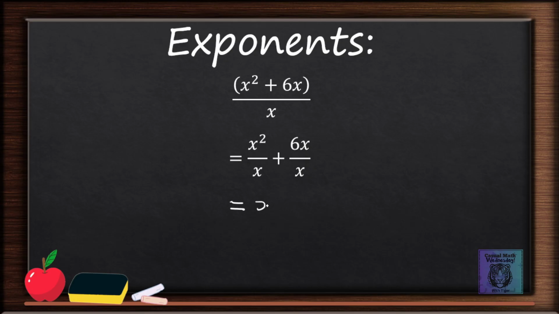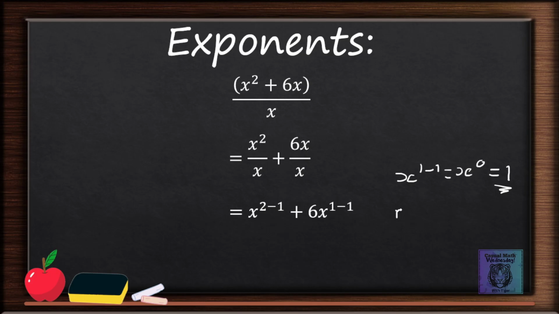And as we've seen in the previous video, if we bring that one up, it will become a minus 1. And then we have the plus 6x to the power of 1 minus 1. We all know that anything to the power of 0 is always 1. So you can have a ridiculous amount.